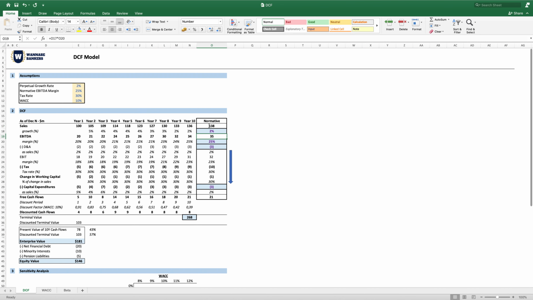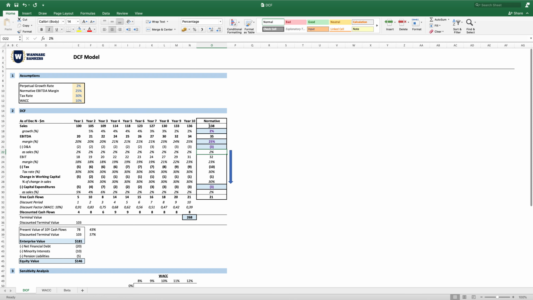For the normative EBITDA, we can just use the EBITDA margin of the last year of your business plan. You could also use the average margin over the last 5 years or the average margin over the last 10 years. But if you don't have any particular information, you can just assume that the last year of the business plan reflects a normative level that's going to continue at perpetuity.